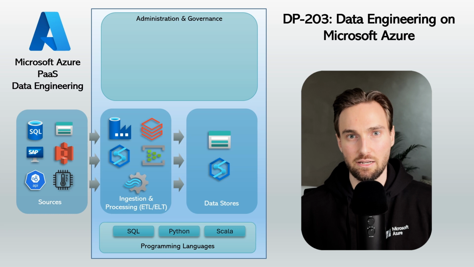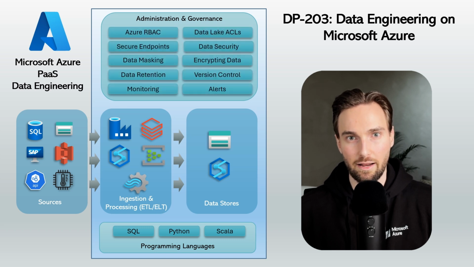And since this exam is not entirely about building cool data pipelines, it has some administrative and governance stuff as well. This exam covers things related to access and security like Azure RBACs or role-based access controls, data lake ACLs or access control lists. Then you need to know some network security basics like secure endpoints. Then some data protection things like data masking, encryption, and retention. Also, data pipeline version control is part of the exam scope as well. Then lastly, you need to know some things about monitoring and setting up alerts for your data solutions. And here we have roughly the scope of the DP-203 exam.